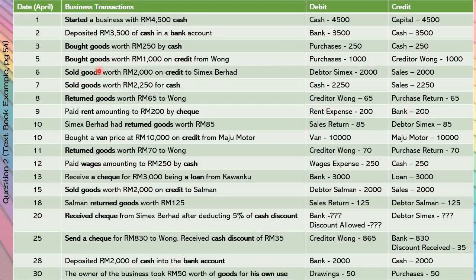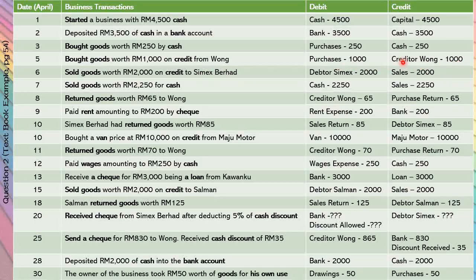Okay, 5 hari bulan, bought goods 1,000 on credit from Wong. So Wong is our creditors. Kita beli secara hutang daripada Wong. Wong tu kita punya creditors ataupun account payable. So account payable di bawah liability. Liability bertambah, kita credit. So debit purchases RM1,000, credit creditor Wong, ya, RM1,000.